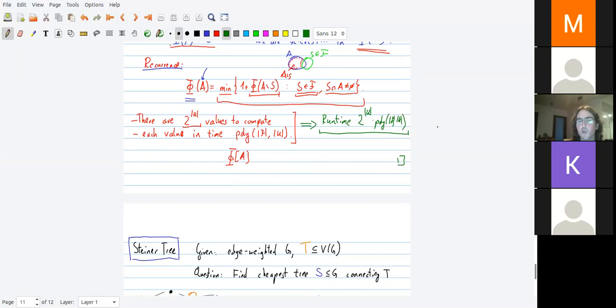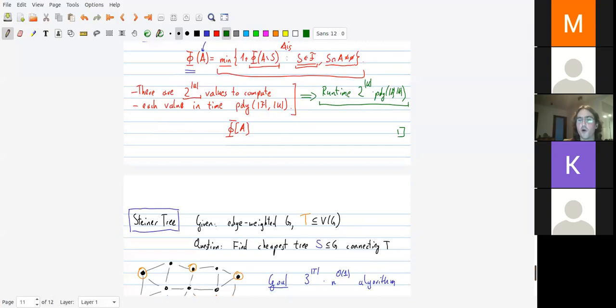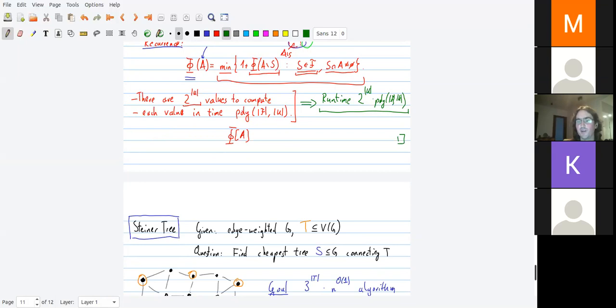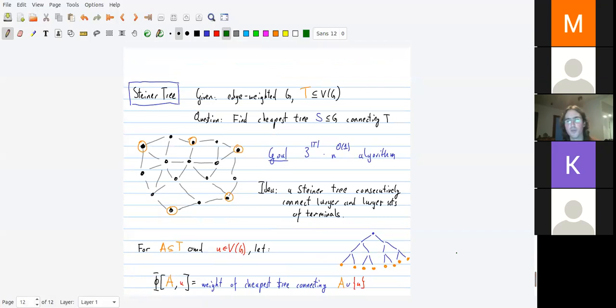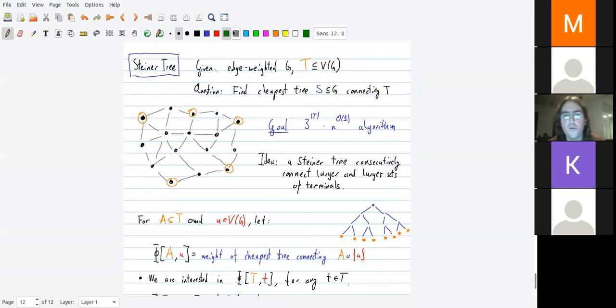Good. This was very simple, but somehow it is often omitted by people. This dynamic programming is not very straightforward to see on some occasions, but it's always good to have in your mind that you can also do dynamic programming on subsets. So let me give you, at the very end, one more example of this principle, namely the Steiner tree problem, which is a very important problem. It's a basic network design problem.